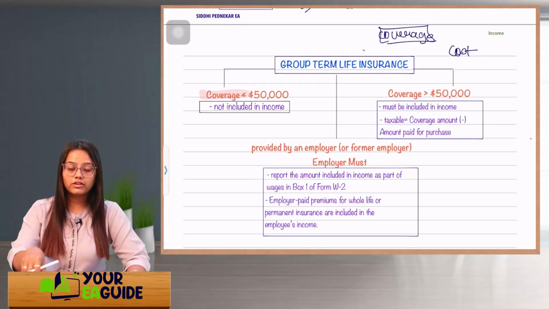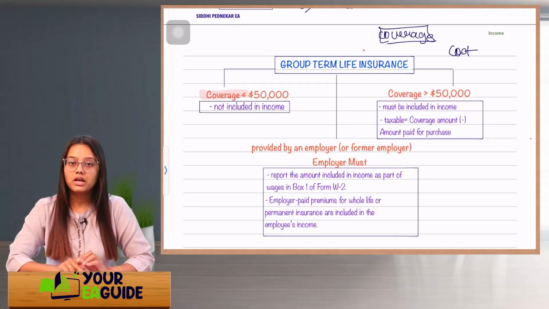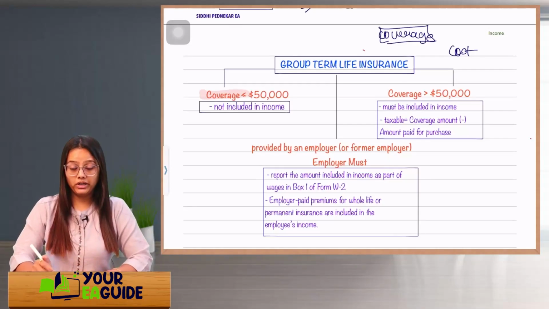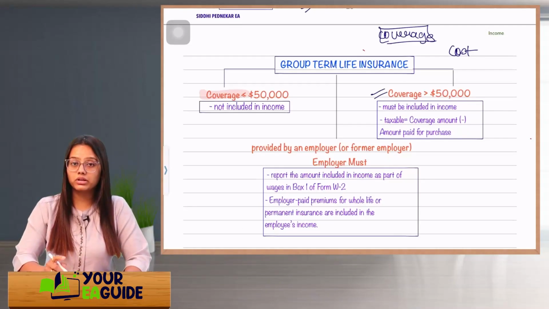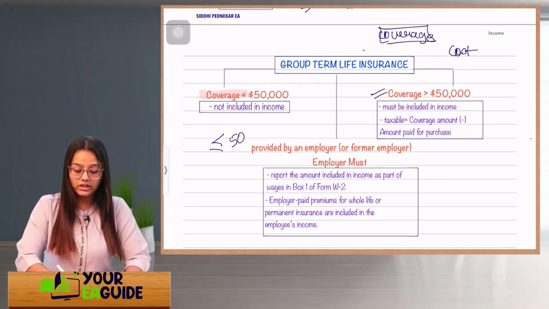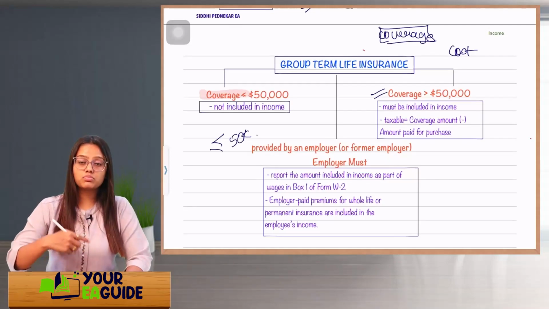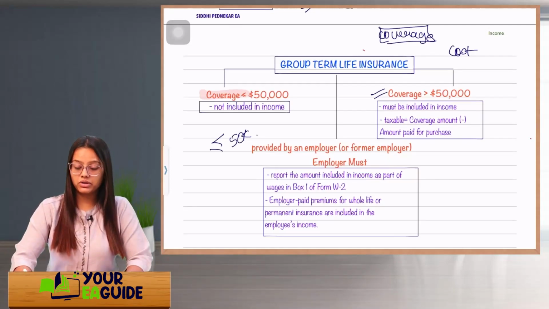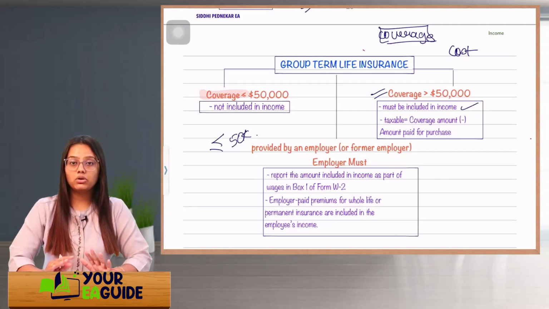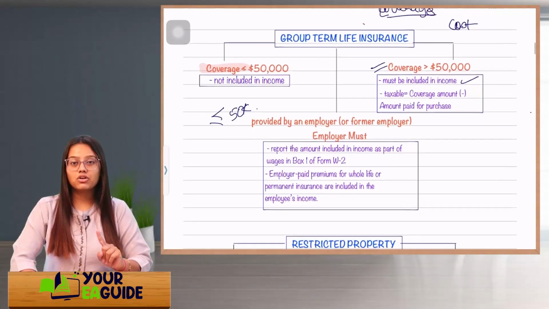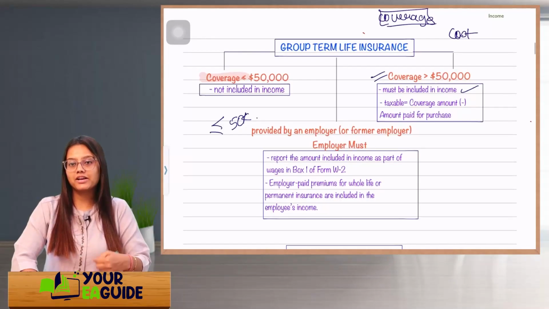So for all the 5 or 6 employees, how much coverage you have agreed upon. If it is up to 50,000, then nothing is taxable for the employee. As soon as it goes more than 50,000, it must be included in the income. How much will be included? Whatever is the cost which the employer has incurred.